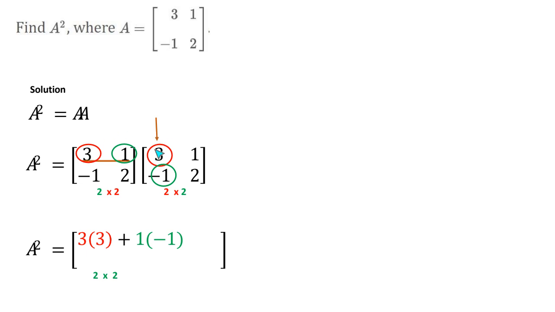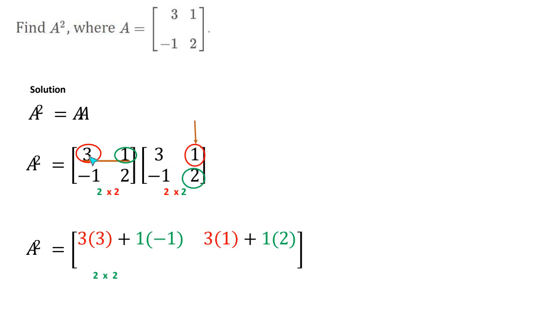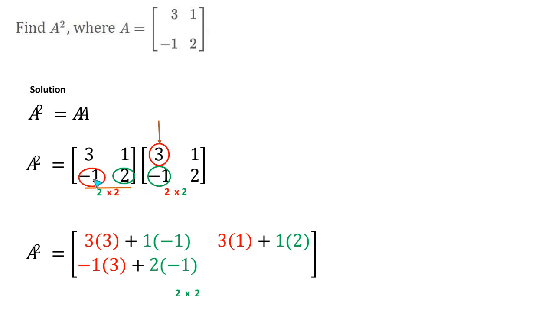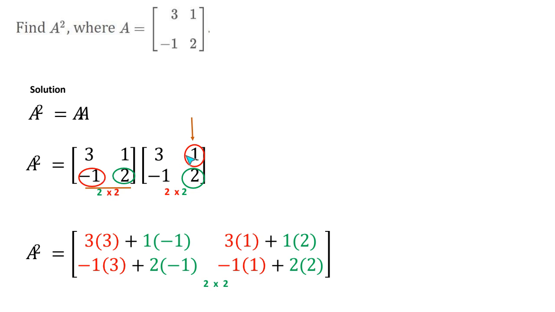So it's going to be 3 times 3 and 1 times negative 1. And all of that together is going to be your first entry. Okay, then we go to the next one. 3 times 1 and 1 times 2. So that's going to be your second entry. And then we go to the next row. So negative 1 times 3, 2 times negative 1. That's going to be your third entry. And then negative 1 times 1 and 2 times 2.